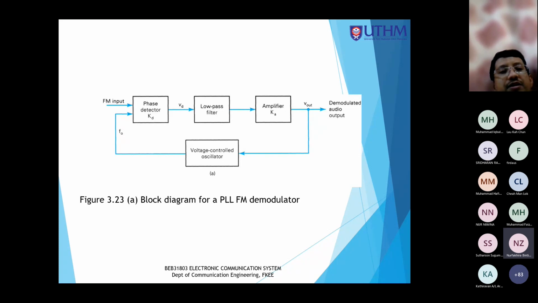So if you see from here, the input to the PLL, this is the FM input, we put inside the phase detector. So this is a PLL. The phase detector will compare the FM input and the frequency from the oscillator, which is FO.